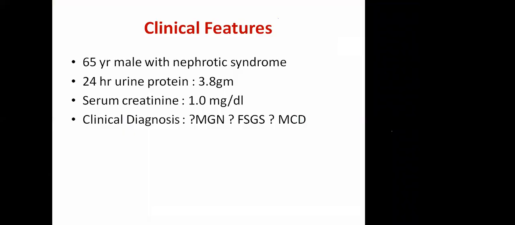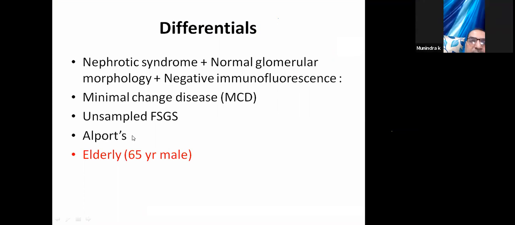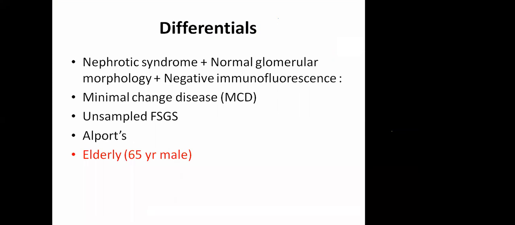So this is minimal change disease. Now a similar kind of presentation, but this is a 65-year-old male with nephrotic syndrome. Same clinical possibilities: nephrotic syndrome, normal glomerular morphology, and the immunofluorescence was negative. So the morphological possibility is to consider MCD, unsampled FSGS, or Alports if this patient has hematuria also and there is some proteinuria, not full-blown nephrotic, but advanced Alports can have full-blown nephrotic as well. But you have to remember, this is an elderly 65-year-old male.